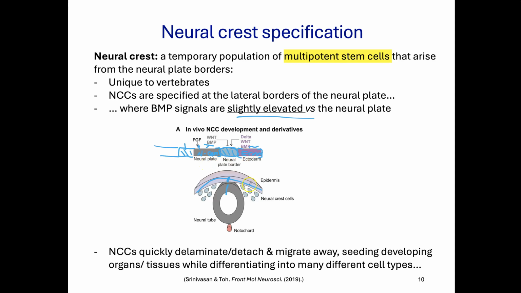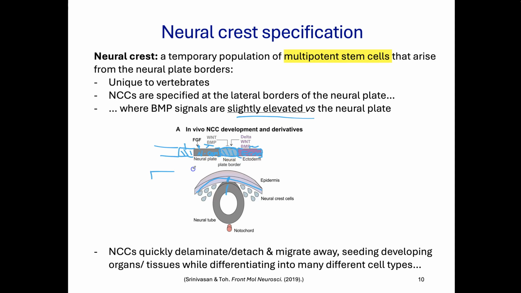And then as the neural tube is forming and the edges of the tube are trying to find and bind to each other, these neural crest cells start to delaminate. They lose the connections between them.